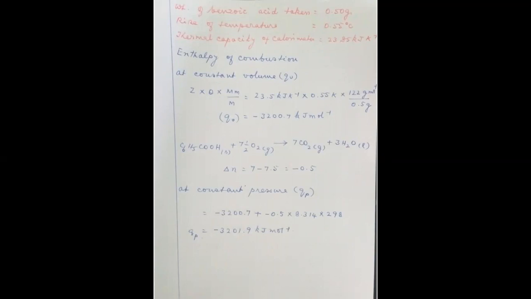23.85 kilojoule per Kelvin into 0.55 Kelvin. See, degree centigrade and Kelvin here are taken as the same because it is only the rise. It is not the actual temperature. Suppose previously the temperature of the water is 22 degrees. Now it is 22.55 degrees centigrade. So the difference is 0.55 degree centigrade. As the calibration is the same for the centigrade scale and the Kelvin scale, the 0.55 degree centigrade difference can be taken as a 0.55 Kelvin difference.